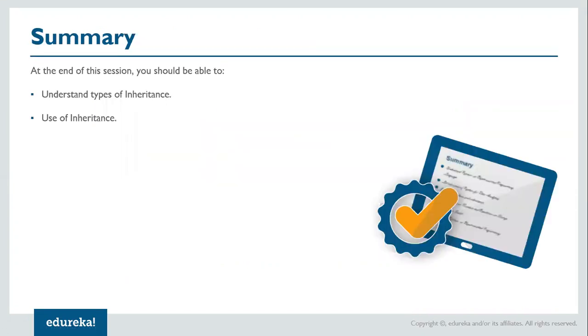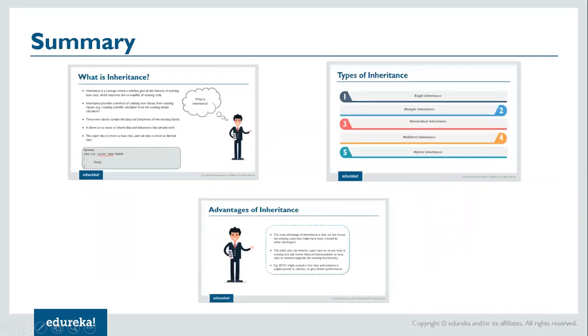To summarize this discussion, at the end of this session, you should be able to understand the types of inheritance and the use of inheritance. In summary, we have looked at what is inheritance, what are the different types of inheritance, and we have looked at some of the advantages of inheritance in C++.